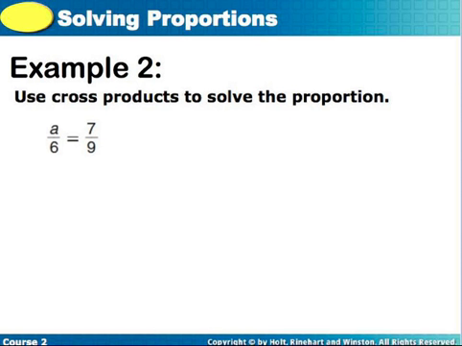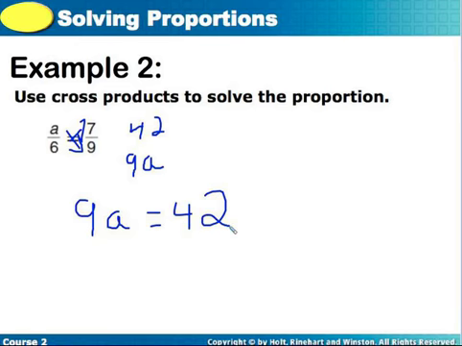Alright, so let's start going over this. I have a over 6 equals 7 over 9. I'm not quite sure what a could be, but I do know that since these two are a proportion, the cross products have to be equal to one another. So cross products going up, 6 times 7 is 42, and a times 9 is just going to be 9a. Okay, so I know my equation is going to be 9a equals 42.